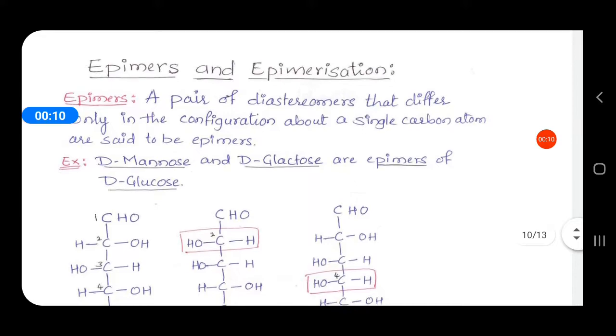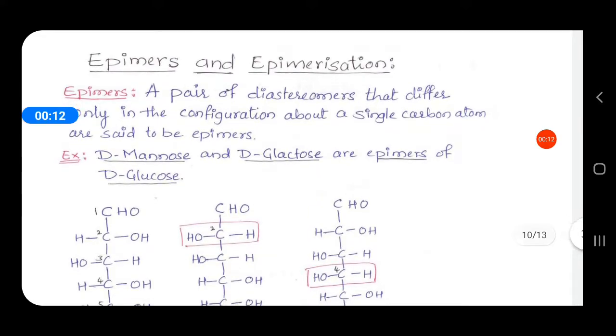In the last class, we were discussing the conversion of carbohydrates, interconversion of carbohydrates. In that, increasing and decreasing the carbon chain we have discussed. Next one is epimers and epimerization.